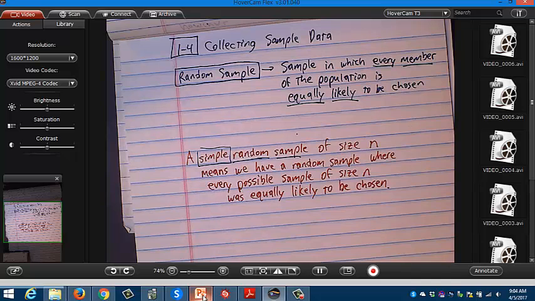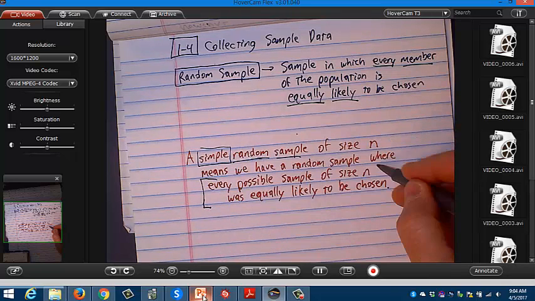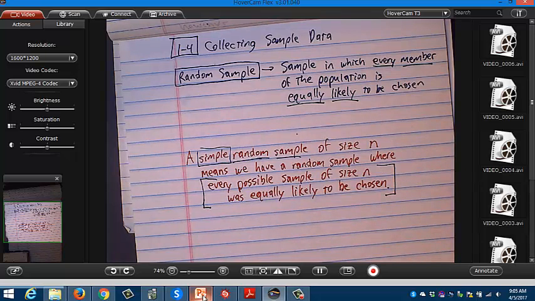But I'm going to highlight what the difference is. See this right in here, guys? These last two lines? That's what I'm looking at. Every possible sample of size n was equally likely to be chosen. Now, imagine this.